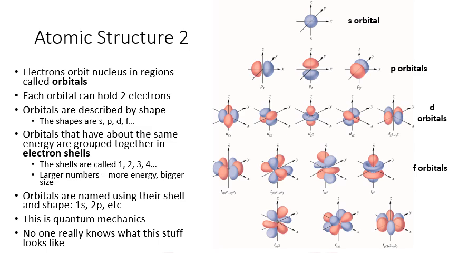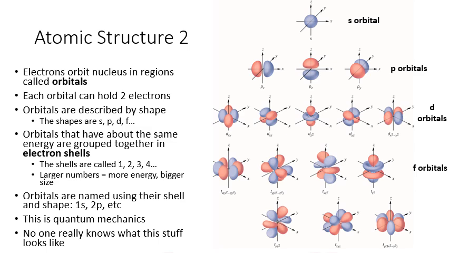Sometimes you'll have different orbitals that have different shapes but still roughly the same amount of energy. So for instance, you can have an s orbital that has roughly the same amount of energy that a p orbital has. In that case, you're going to group those 2 orbitals together in what's called an electron shell. And then those different shells that you have are numbered. So the first one is 1, and then you have 2, 3, and 4. The bigger the number is, the bigger the shell is, which means the orbitals in that shell are larger in size, and have more energy.